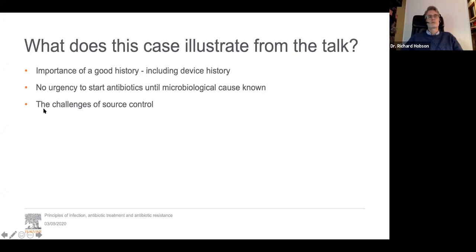And it also illustrates the challenges of source control. Now, from the pure point of view of eradicating the infection, removing the heart valve would be definitive. But that's a major intervention, cardiac surgery, and I think she was an 84-year-old. So clearly that's not going to be done except in very special circumstances. And so this is a situation where source control isn't achieved, and instead, a long course of the most bactericidal antibiotics that can be selected would be used.